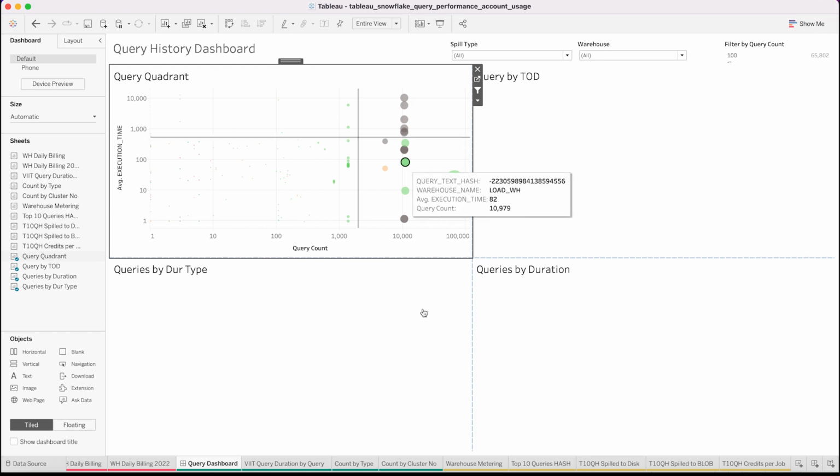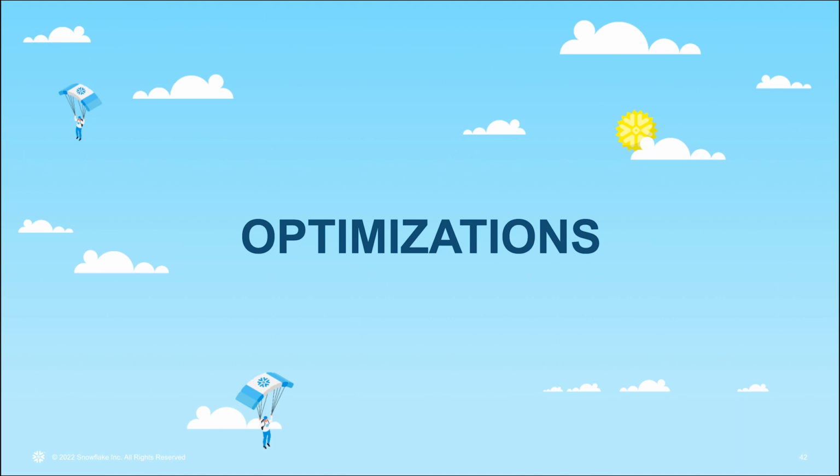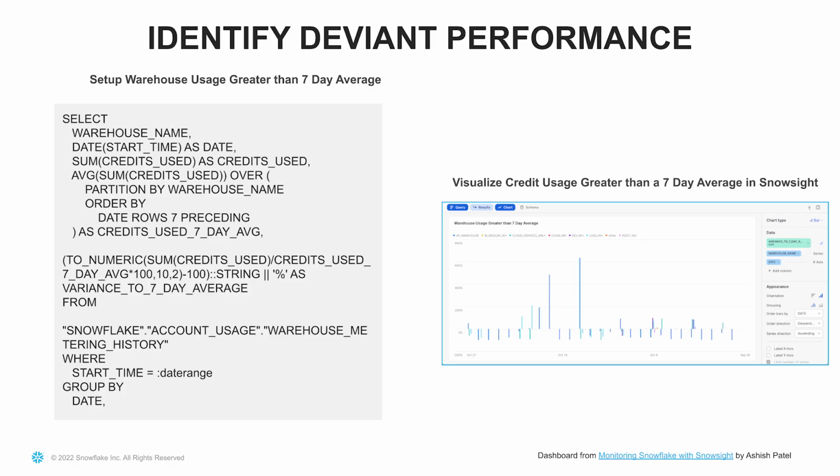Now that we saw how to visualize some of this data, we might want to understand how to optimize some of these resources, or what resources to go optimize other than things we're seeing in these visuals. I want to identify deviant performance. And these deviant performance queries here are great because this is going to show me a variance by 7-day window. Is my warehouse spending more or less credits?